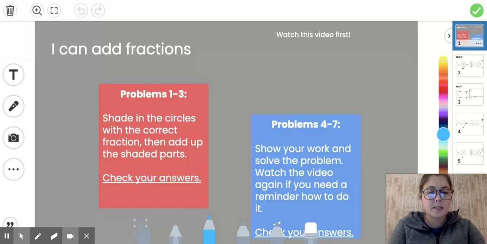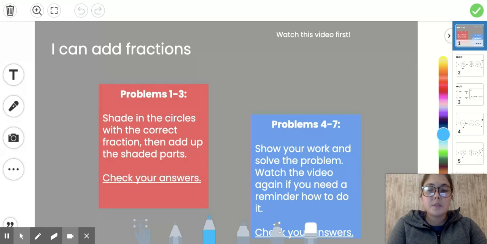Our standard is I can add fractions, and we got a little taste of this yesterday with your Khan Academy assignment. That was with like denominators, but now we're going to be looking at unlike denominators. That's when you're going to have to find the least common denominator and do some extra math in order to be able to add these fractions.